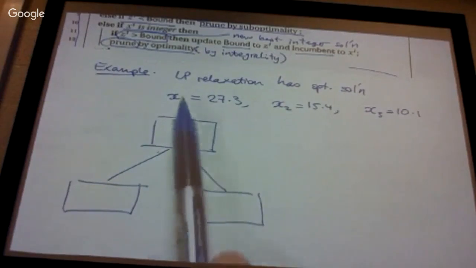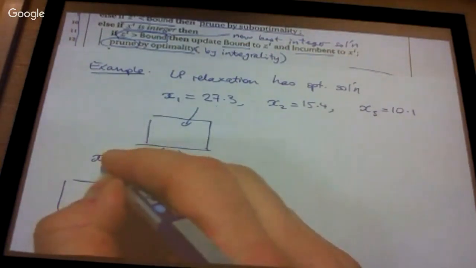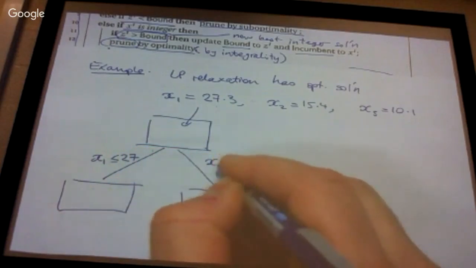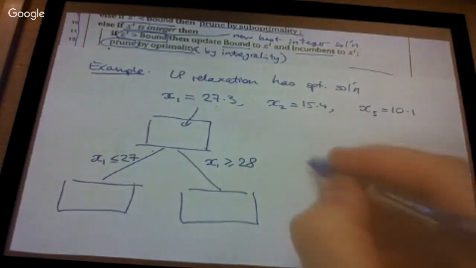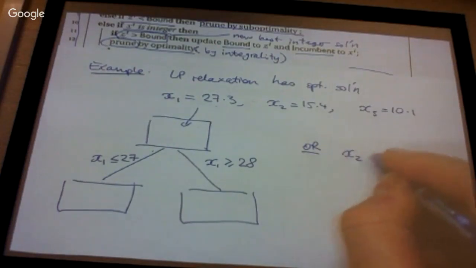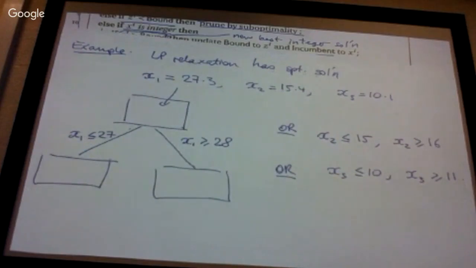You don't branch on each of those variables. You just have to pick one of them. So one option is you could go for x1 is no more than 27, and x1 is greater than or equal to 28. Okay, so that's one possibility. Or you could do x2 is no more than 15, and x2 is greater than or equal to 16. Or you could do x3 is no more than 10, and x3 is greater than or equal to 11. But not all three, or not two of them.